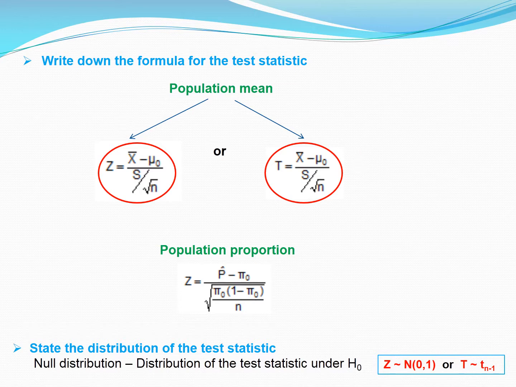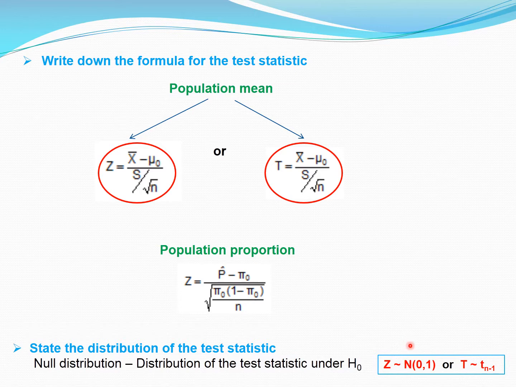But for T, you will have the same symbols, but here we will apply it when we're working with small samples, and we will use the T table then to determine probabilities in step 4. Then when we are working with population proportion, we will apply this test statistic. So P hat is your sample proportion, and pi 0 is the claimed value for the population proportion, and n is your sample size.